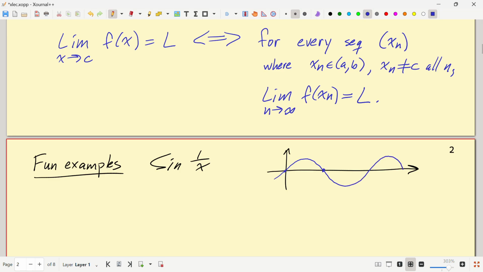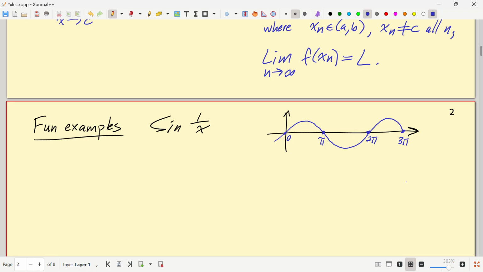So it's 0 at 0, it's 0 at pi. Next time it's 0 is 2 pi. Next time it's 0 is 3 pi, etc. This is the graph of sine of theta. And it's equal to 1, for example, at pi over 2, 2 pi plus pi over 2, etc. And then it repeats.